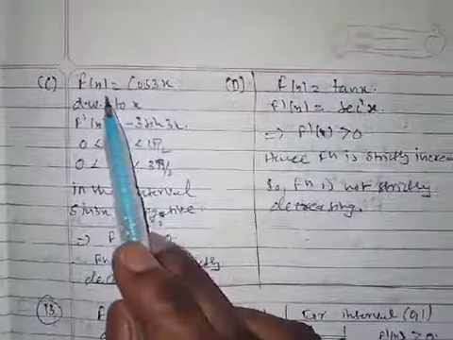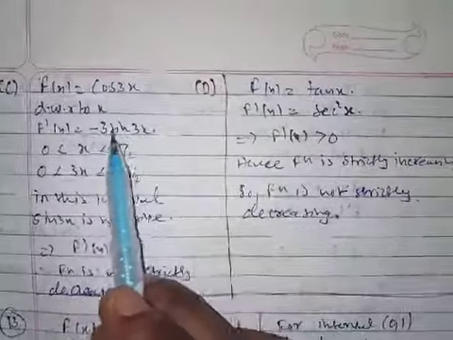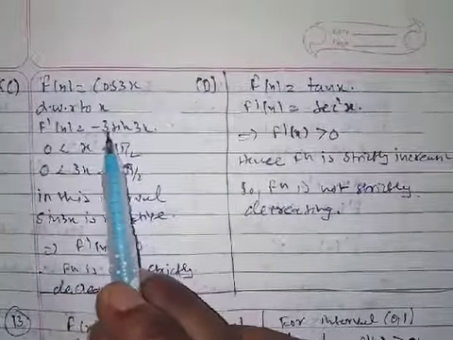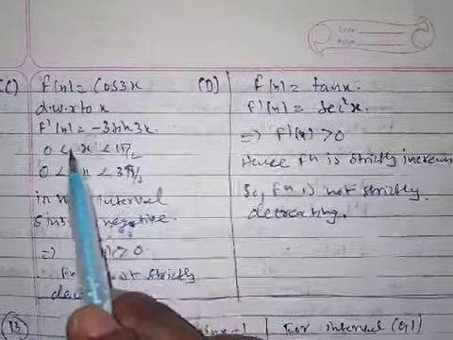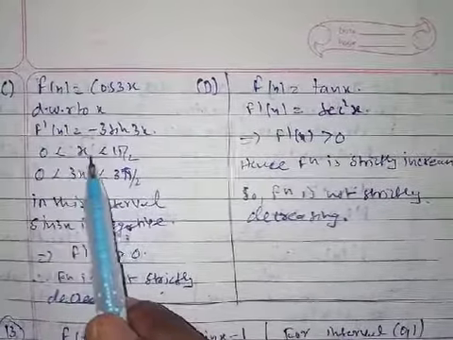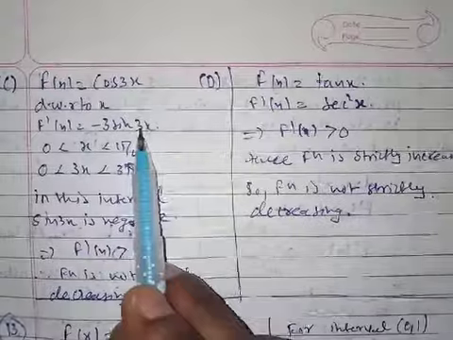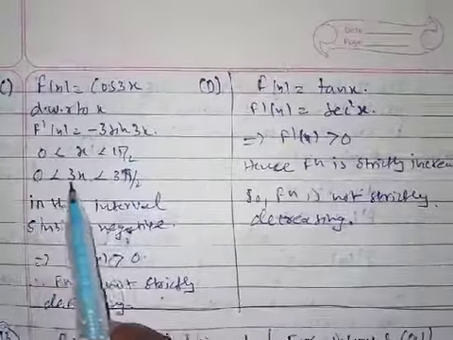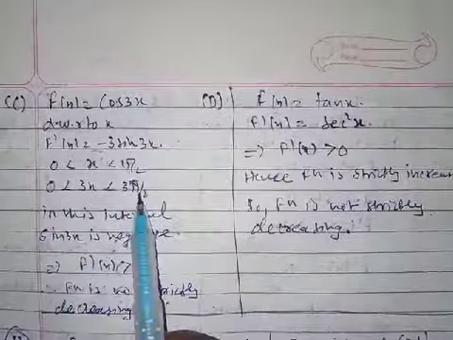Now let us check for C. f of x is equal to cos 3x. Derivative with respect to x, f dash of x is equal to minus 3 sin 3x. Now we want to check the interval 0 to pi by 2. So in between 0 to pi by 2, this function is 3x, multiply with 3. So 3x, this is 3 pi by 2. So 0 to 3 pi by 2.